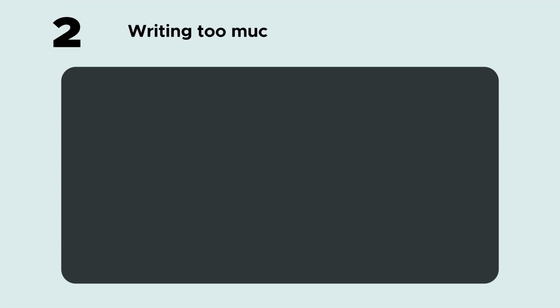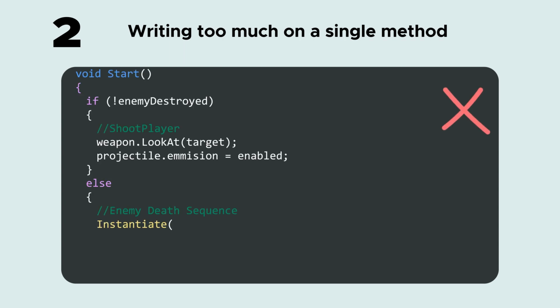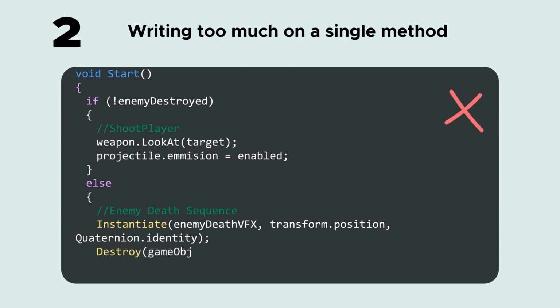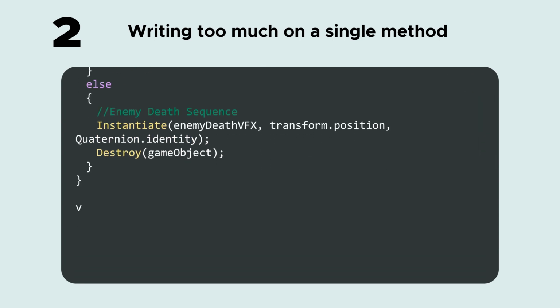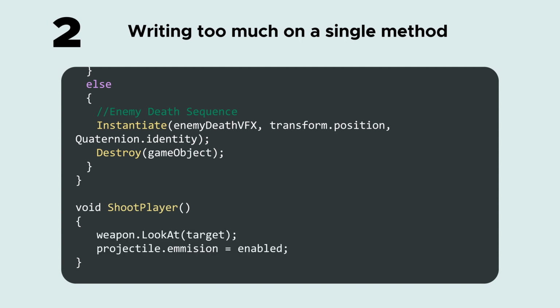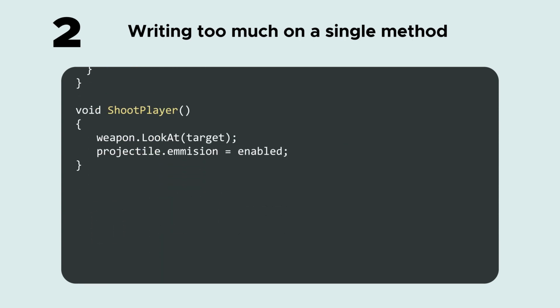Writing too much on a single method. When you begin to write methods, at first they will be small, but when you keep adding features to your program, sometimes you end up with a huge function. When that happens, refactor your lines in another method. That main method will be easier to read and understand.